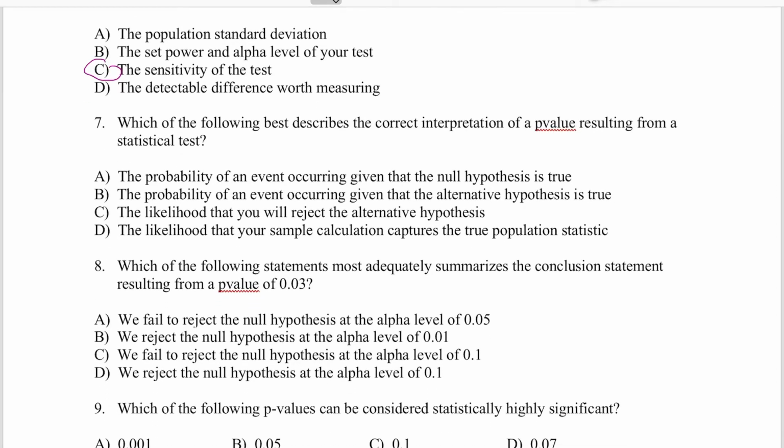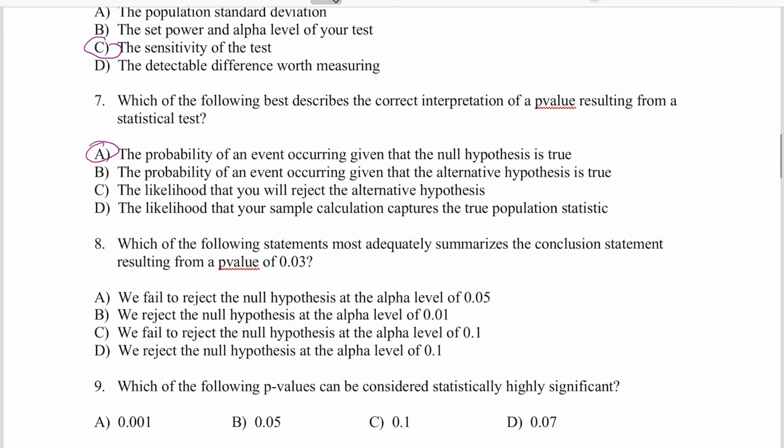Number 7. If we have a p-value, which best describes the correct interpretation resulting from the statistical test? When we look at this, it's the probability of the event occurring given the null hypothesis is true. The null hypothesis has to be assumed true always, and that's when we're getting a p-value. Remember, the p-value is just the probability that this event occurred given the null hypothesis is true, and that probability is in turn the probability of developing a type 1 error. So with a very small p-value, there's less likelihood of developing a type 1 error, which is rejecting the null hypothesis even though the null hypothesis is correct.